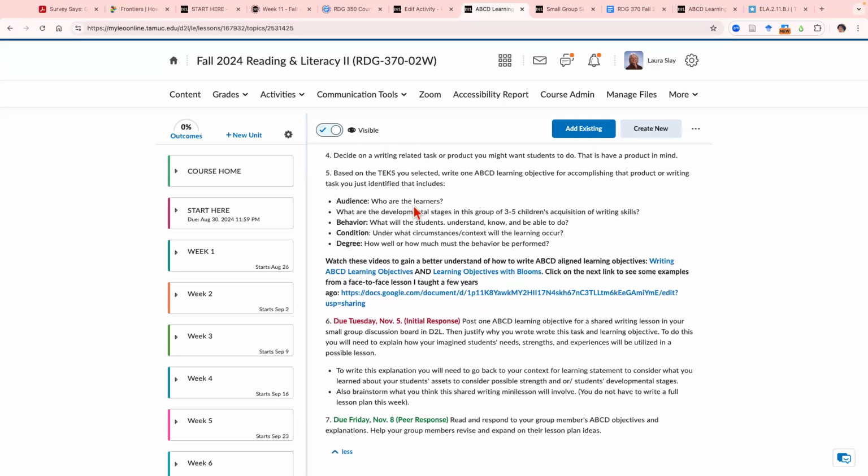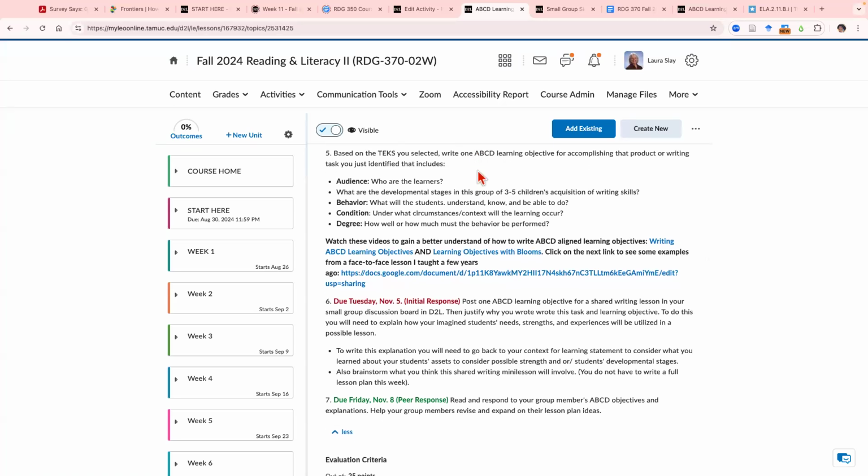So next, you're going to decide on a writing task that you want your students to be able to do. What's your product? What are they going to do at the end of the day? You're going to write a paragraph, you're going to write sentences, you're going to write an essay, you're going to write an argument, you're going to write a description of something. You have to have a reason to write. That's part of the motivation.